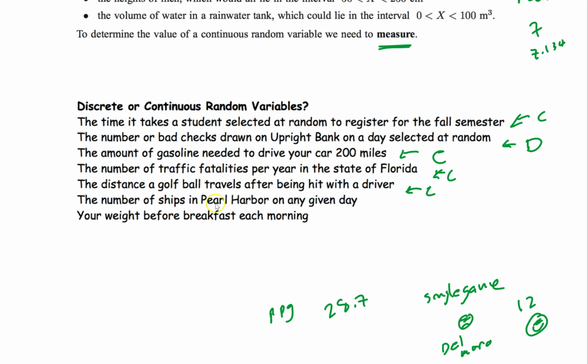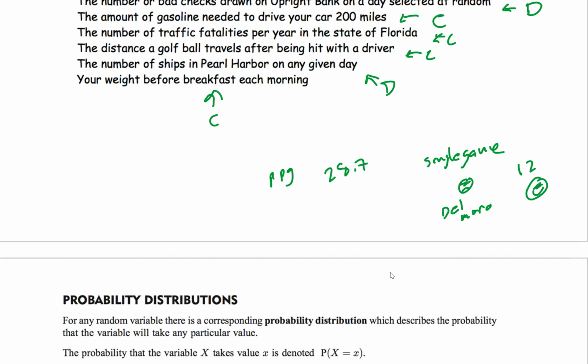The number of ships in Pearl Harbor on any given day. You can count those. Discrete. The weight before breakfast each morning. Well, again, that could be continuous, could fall at any value in between. So that's kind of a general idea. Now let's talk about how we display our probability distributions.